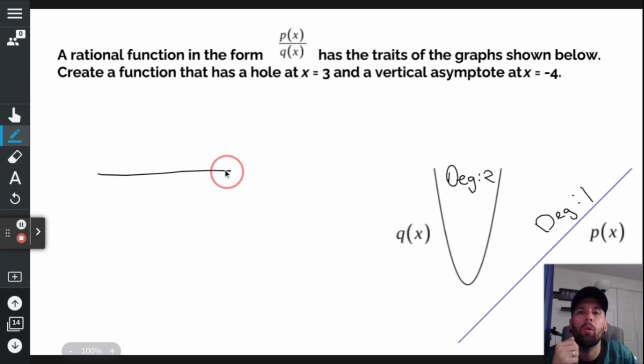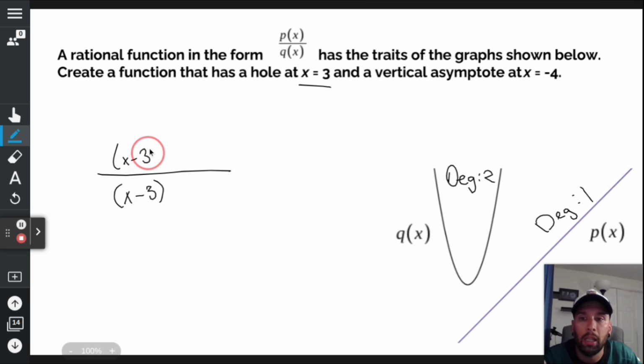All right, so let's start out with the hole. If I have a hole at 3, that means down here I have x minus 3, and up here I have x minus 3.